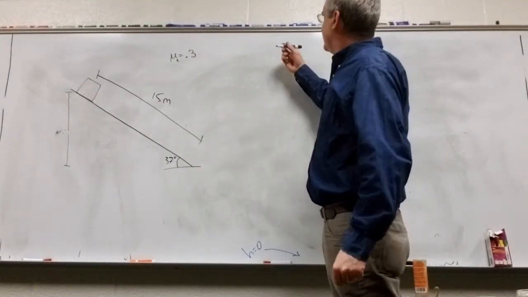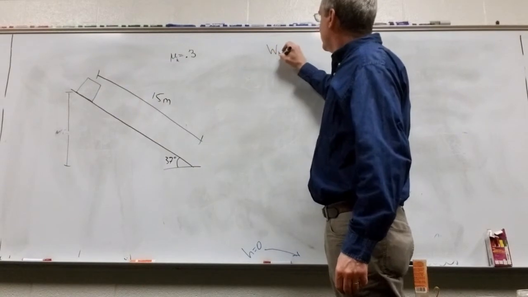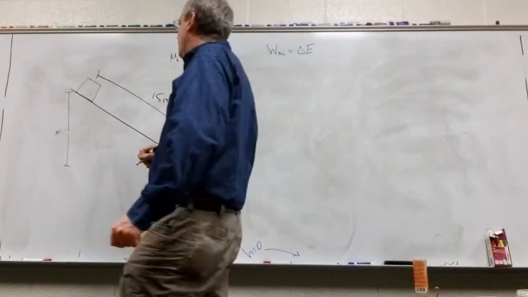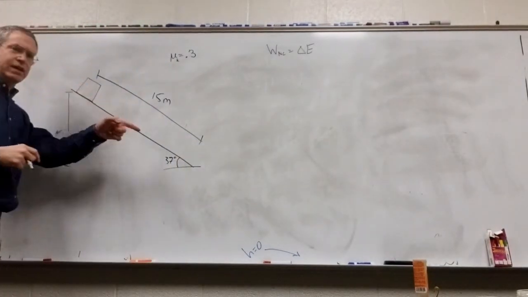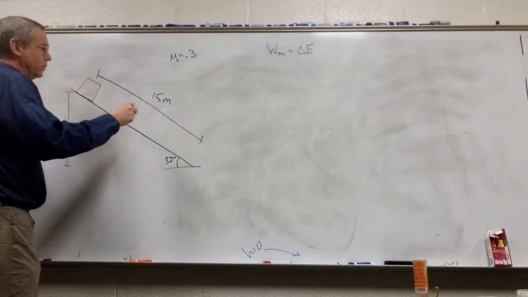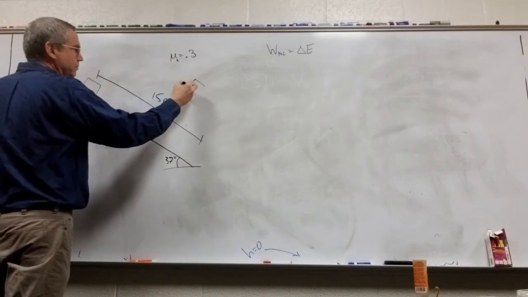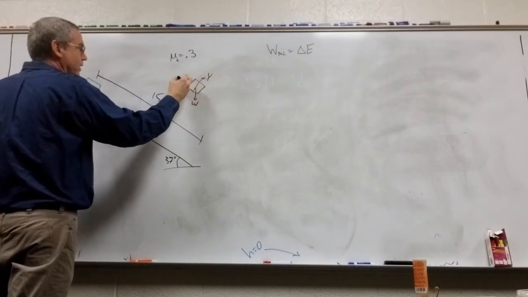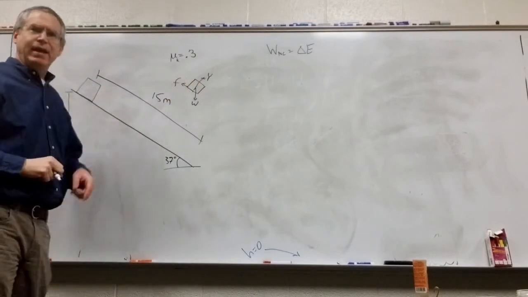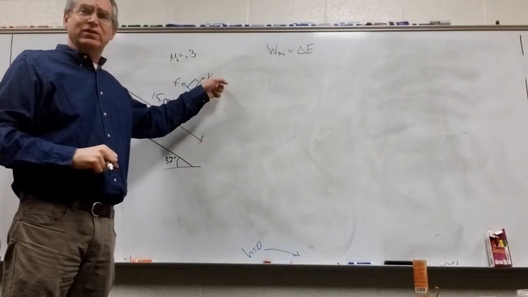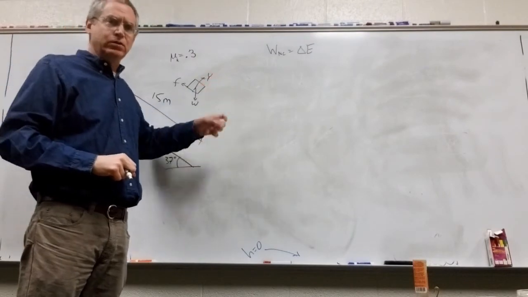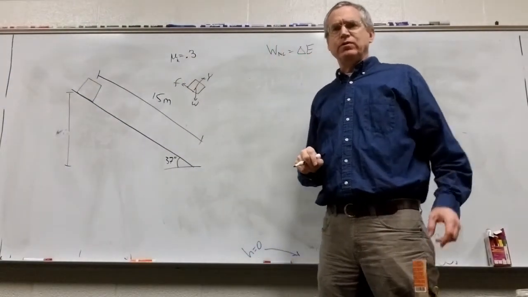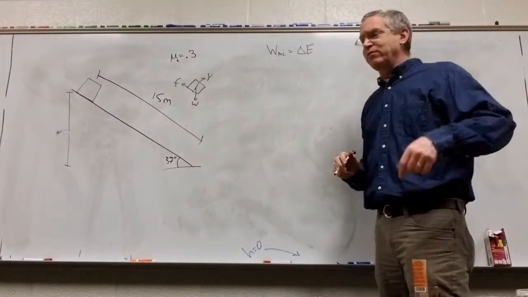So we start out again with work non-conservative is equal to the change in energy. We are dealing with a box sliding down the ramp here. If we did the force diagram, we have weight acting down, normal force acting perpendicular, and friction acting up the ramp. As before, the normal force is not doing any work because it's perpendicular to the motion. Friction, however, is doing work, and because it's opposite the direction of motion, it's doing negative work.